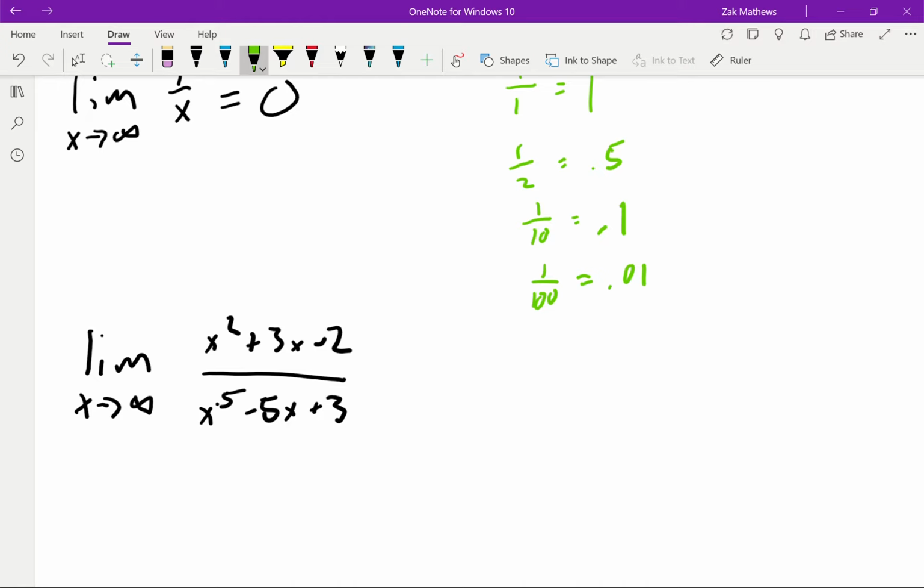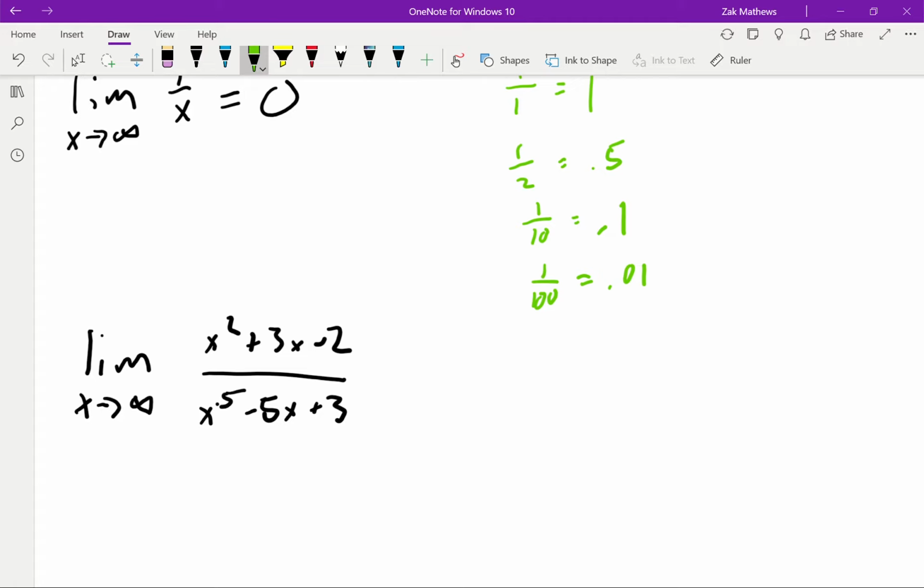But is one of them getting there faster? That's kind of the key here. Not all infinities are equal. Infinity is not a number. Infinity is this idea of going off forever and ever. Not all infinities are equal. So what happens as our numbers grow larger and larger?